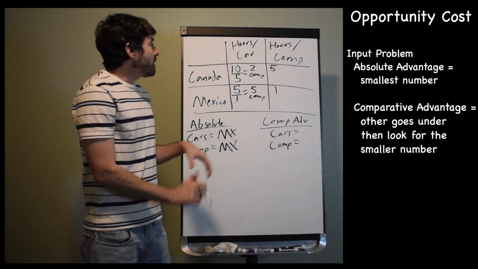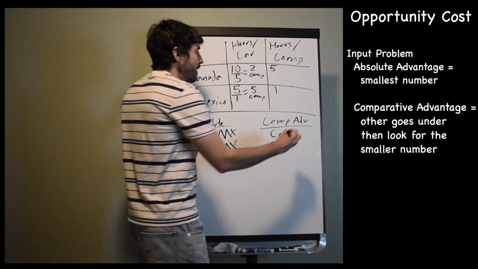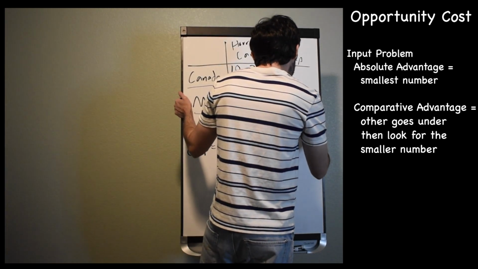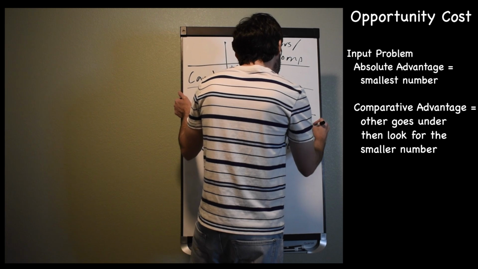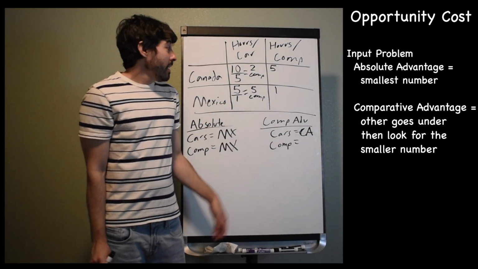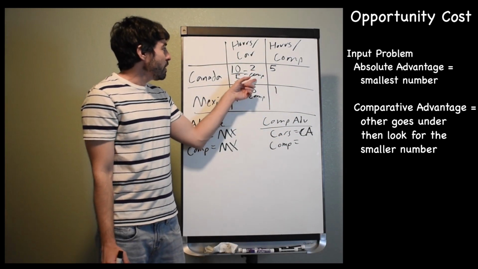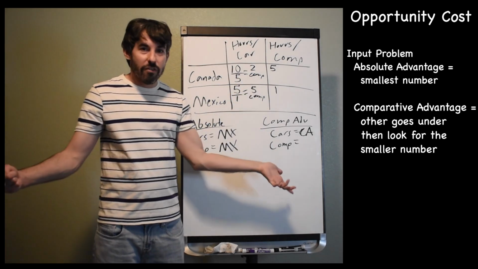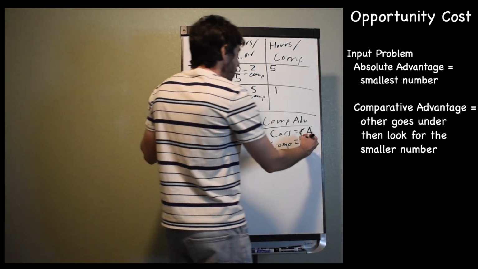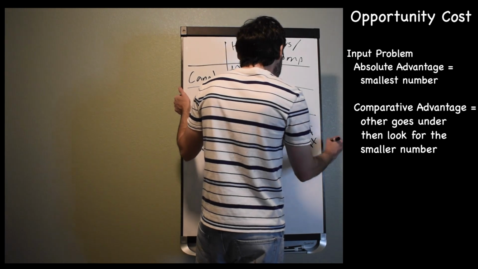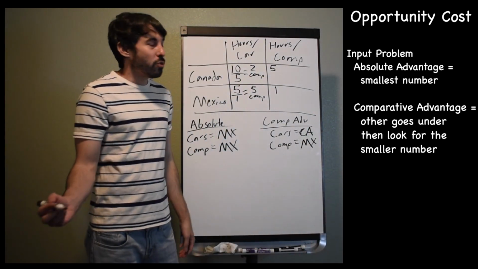So that means for cars, Canada has the comparative advantage. Oops, that's a CA, good God. That's Canada. Canada has a comparative advantage because 2 computers is less than 5 computers. And that means that Mexico must obviously have the comparative advantage in computers. But let's prove it here.